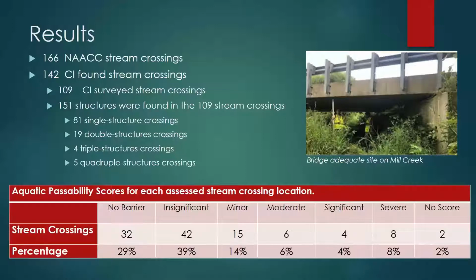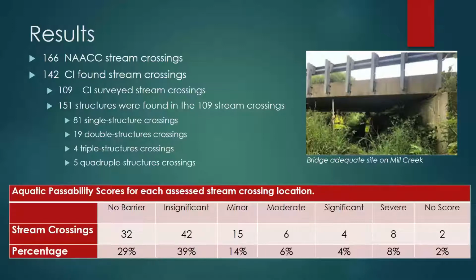What that means is, an example of no score would be a site that we were able to survey the inlet but not the outlet. So there wasn't enough data to utilize the algorithm to come up with an aquatic passability score.